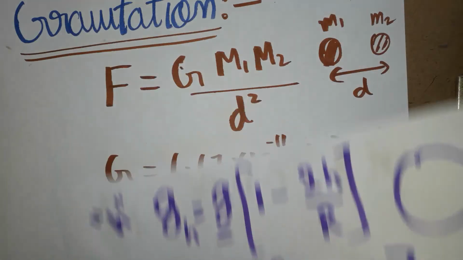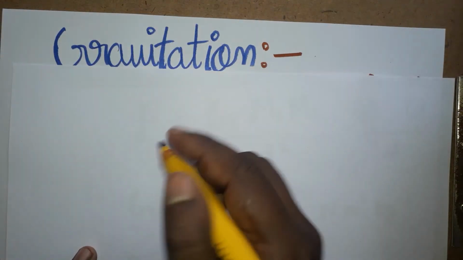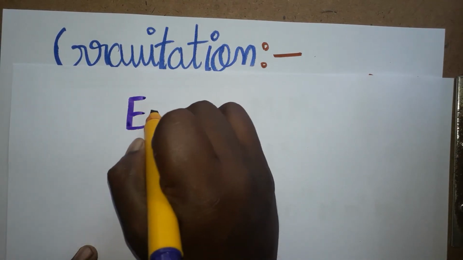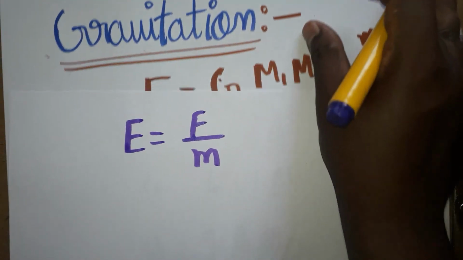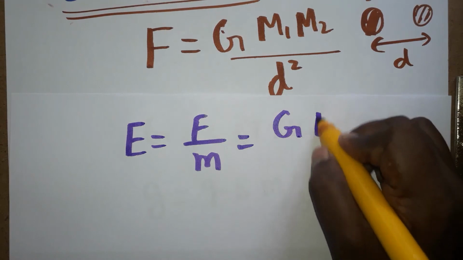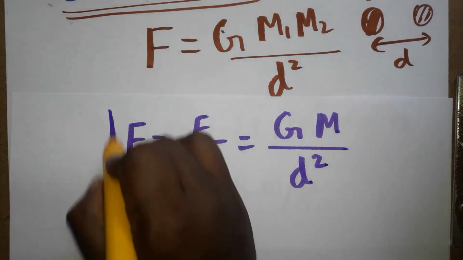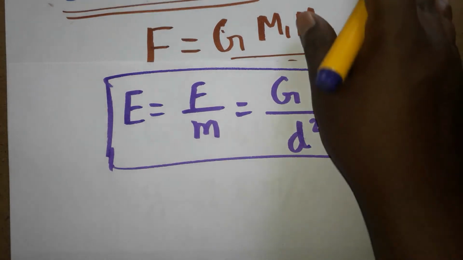The next thing: gravitational potential energy, gravitational field and gravitational potential. These are the 3 formulas we are going to discuss. First, the gravitational field E. Force per unit mass we can take as the gravitational field. The force we already have, G times m1 m2 divided by d square, and one mass gets cancelled, so it is G times m divided by d square. This is the gravitational field formula.